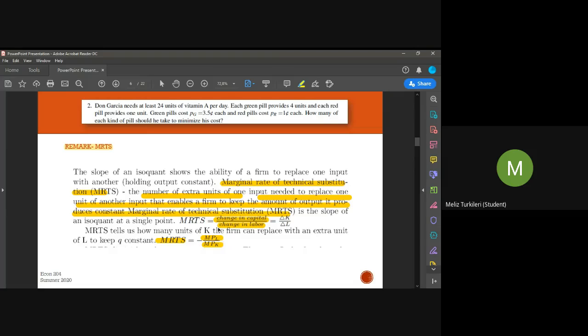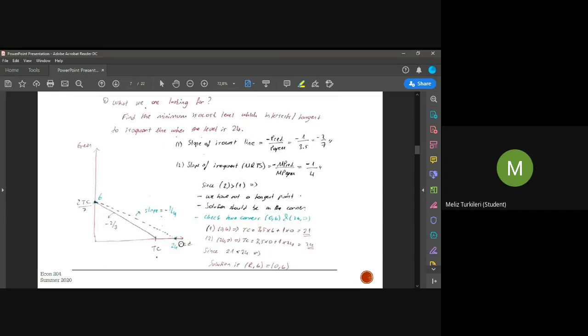I assume that you already know the definition of marginal product of labor and marginal product of capital. We just use this information to find the marginal rate of technical substitution. That's all. Let's think about our question. What are we looking for? We are looking for the minimum isocost level which intersects or is tangent to the isoquant line when the level is 24.